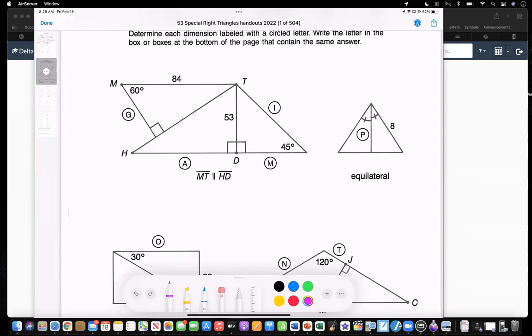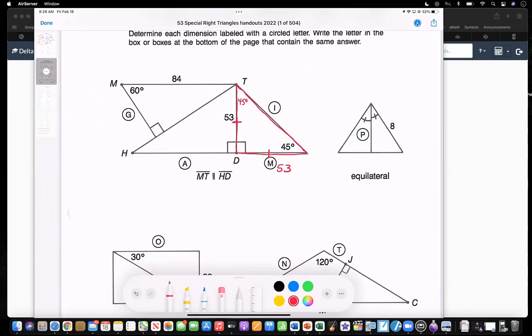So if we look at this first one here, I think maybe starting with the 45, 45, 90 over here would be the easiest because we did that first. And I always like filling in the missing angles here, right? So if that's 45, this is also going to be 45 degrees, right? Which means it's isosceles. So what would M be? Okay, so this is 53 here. We know the legs are congruent, so M would also have to be 53, right? Okay, and then the hypotenuse.